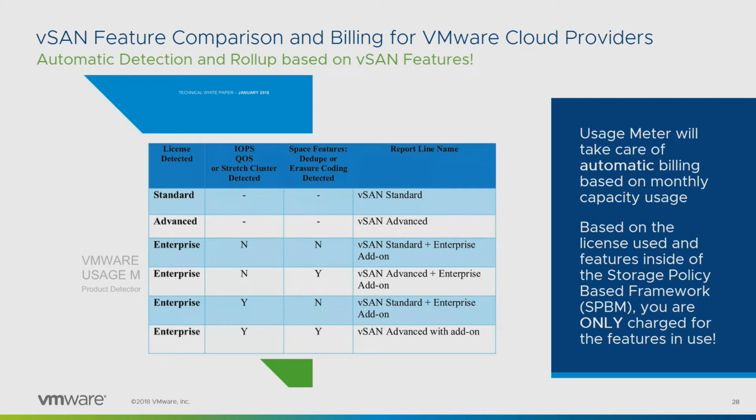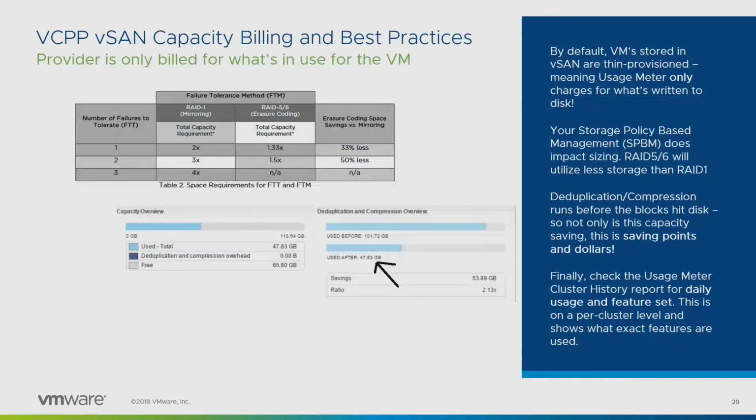But this table shows exactly what the logic is when I use a standard license or an enterprise license. Even if I use an enterprise license and I'm not using deduplication and compression, or let's say a stretch cluster, you're not getting charged for that. That's a very interesting topic, because when we look at this on a per cluster basis, we want to make sure it's the most cost-effective model. And if you're not using that feature, why are you going to pay for it, right? That's the whole beauty of this model. So this PDF, please grab that and definitely make sure you're aware of it, because that will change your overall pricing structure on a per point basis.